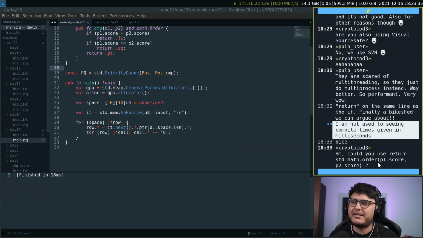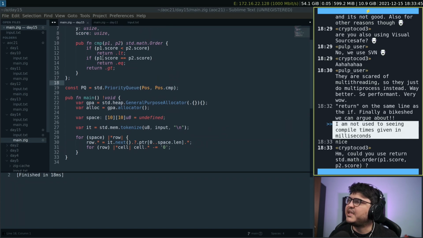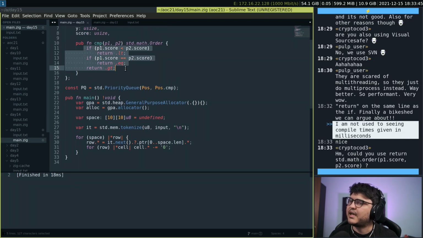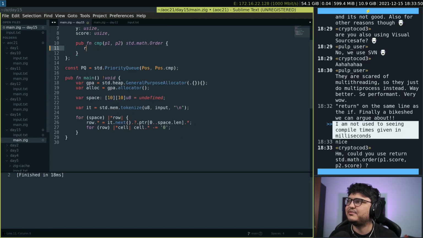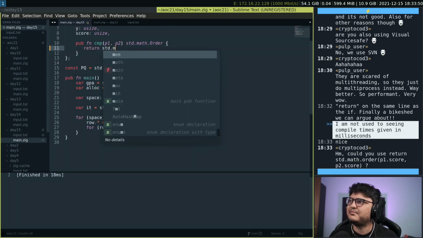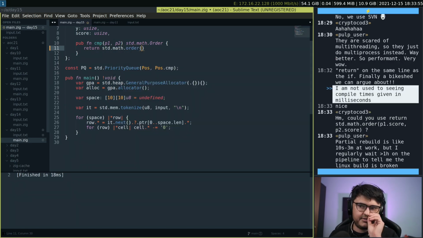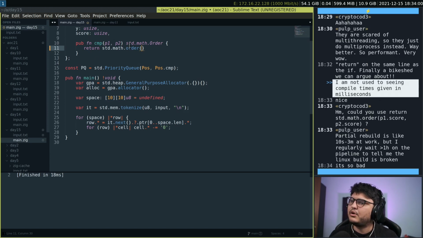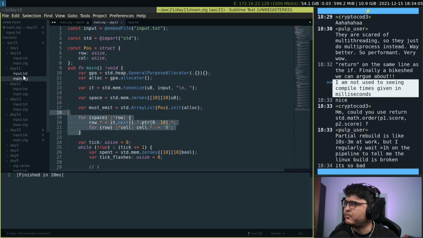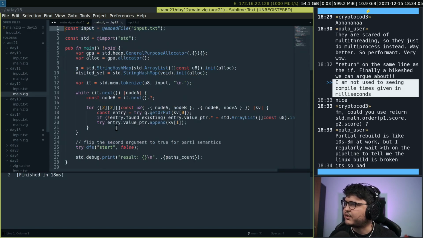So could you return math.order p1.score, p2.score? No, because... Oh wait, you mean in here? Yes, I think I could. Holy shit, thank you. No, wait, I'm not sure. I need to make math.order... I think math.order is generic, isn't it? We saw this stuff when sorting already.